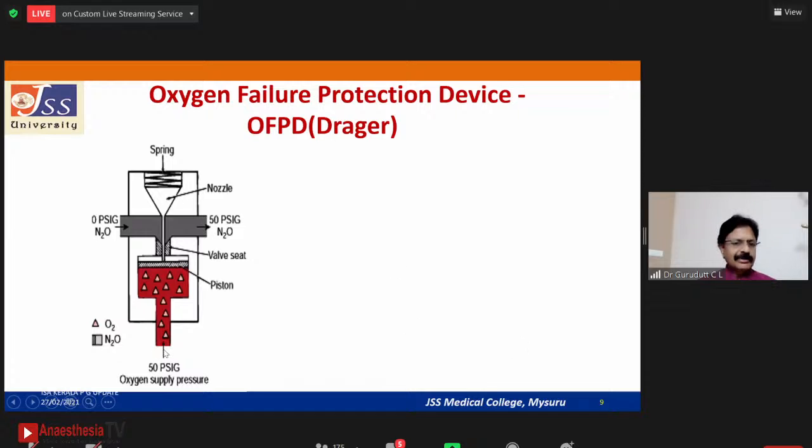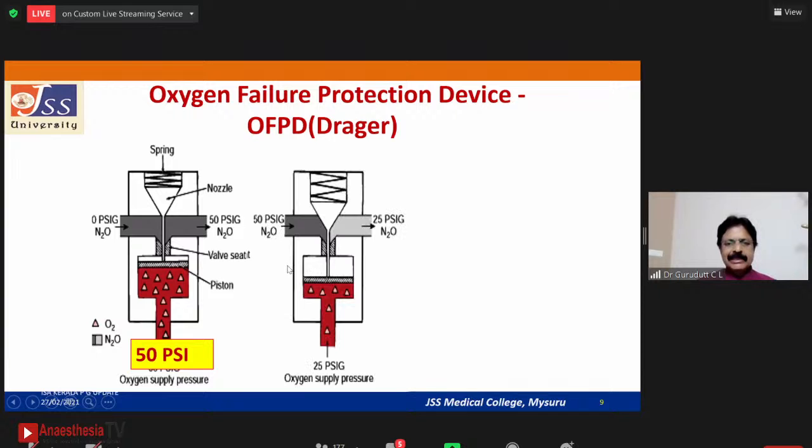Now in these Draeger machines, again, the oxygen has to flow into a chamber which is connecting to a piston, and this piston is connected to a nozzle. As long as the pressure of the oxygen supply is more than 50 psi, this nozzle is out of the path of nitrous oxide, and nitrous oxide will be flowing out into the system with the same 50 psig, that is the pipeline pressure.